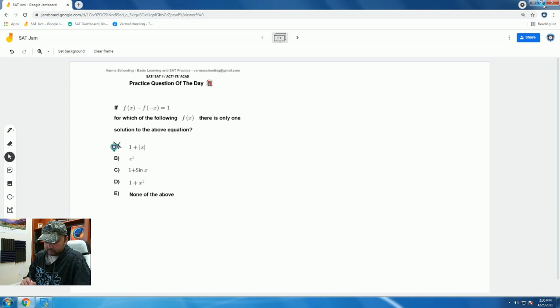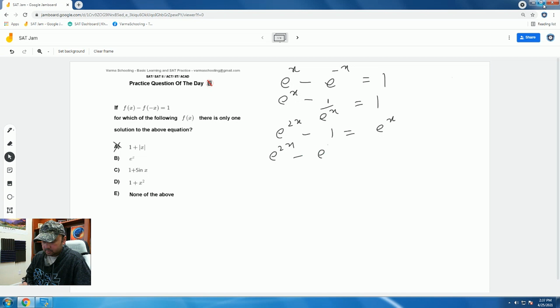Let's start with e to the power x. E to the power x is the f(x) minus f(minus x), so that would be e to the power x minus e to the power minus x equals 1, which is the same as writing e to the power x minus 1 divided by e to the power x equals 1. Now, this is starting to go somewhere. If we simplify that, let's multiply the whole equation by e to the power x to turn this into a quadratic. So, e to the power 2x minus 1 equals e to the power x, which gives us e to the power 2x minus e to the power x minus 1 equals 0.